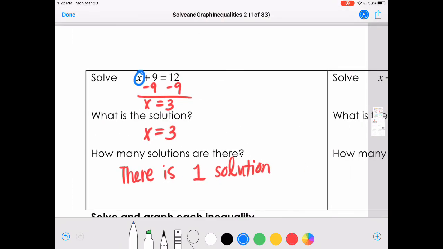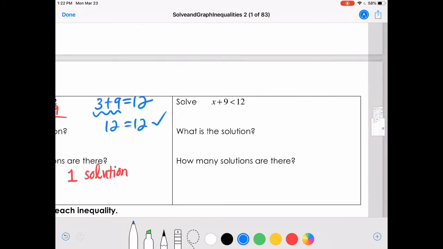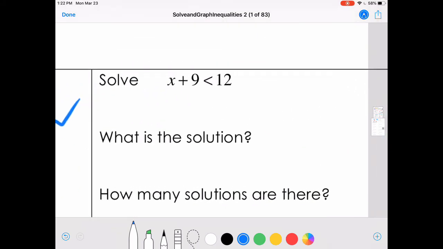You can always plug it back in to check. So 3 plus 9 is equal to 12. So that's 12 equals 12, and that checks out.